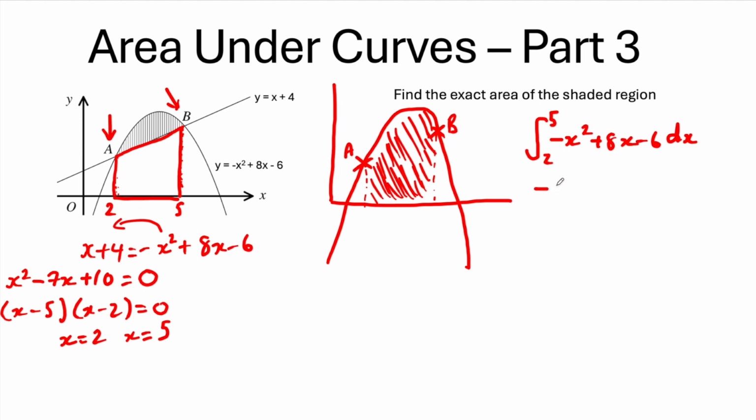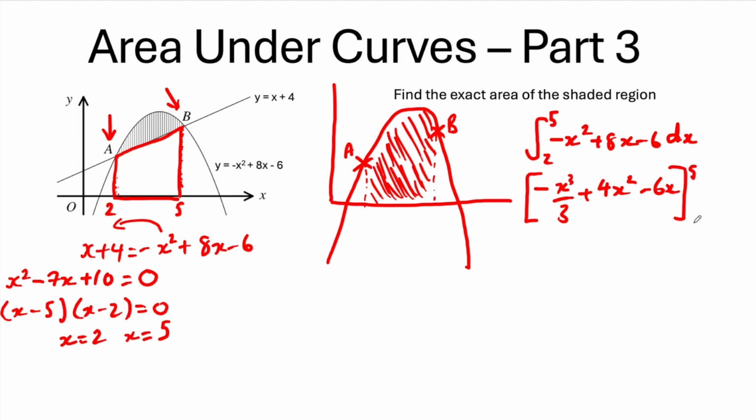So minus x cubed over 3 plus 8x squared divided by the new power minus 6x. Okay, and we can simplify that middle factor to be 4x squared. Okay, that's the term in brackets.